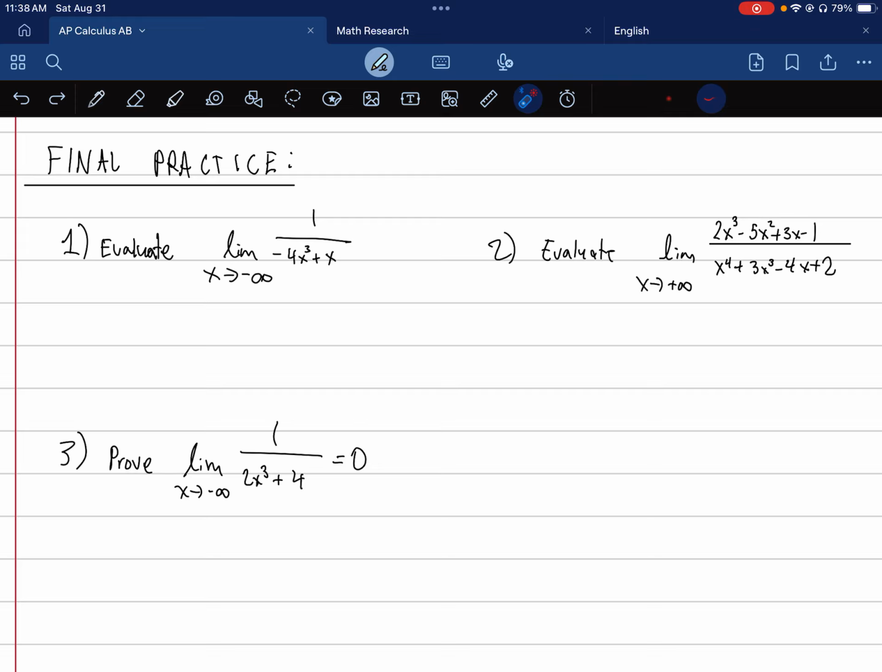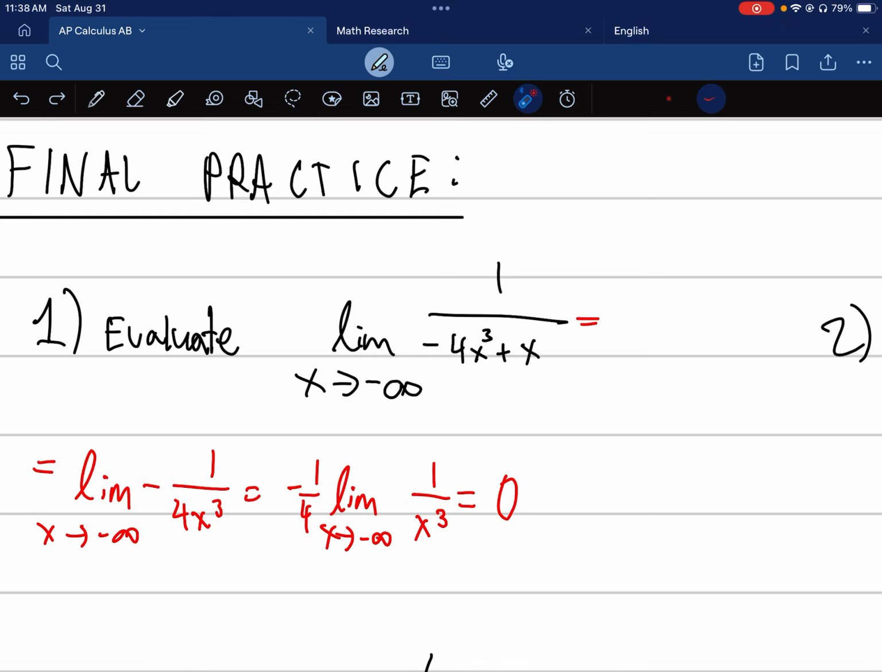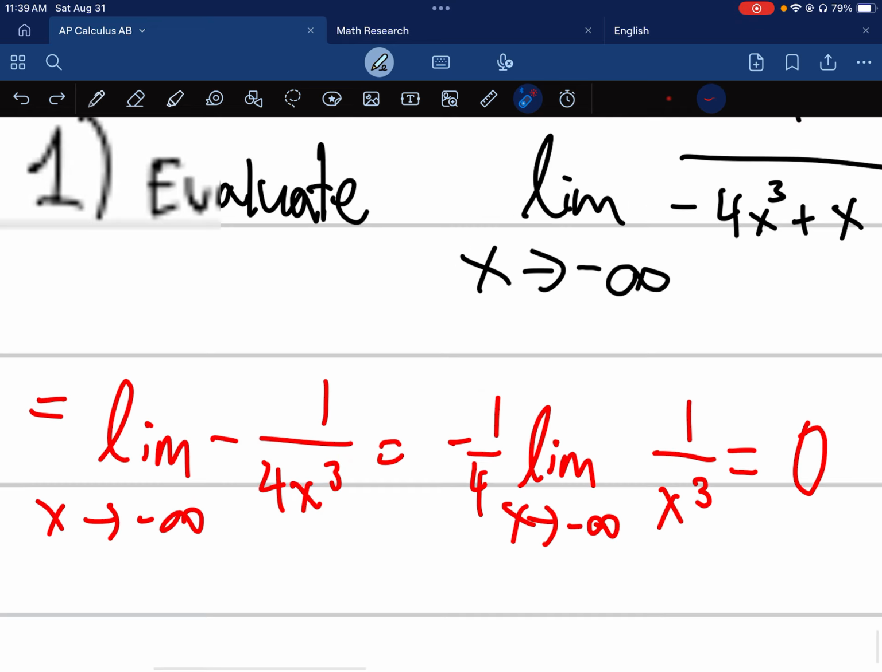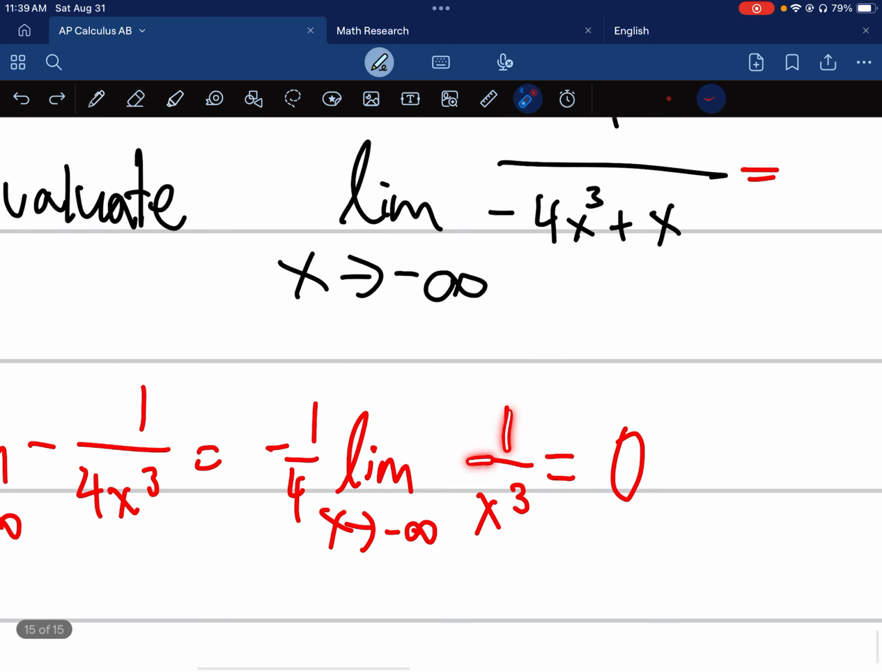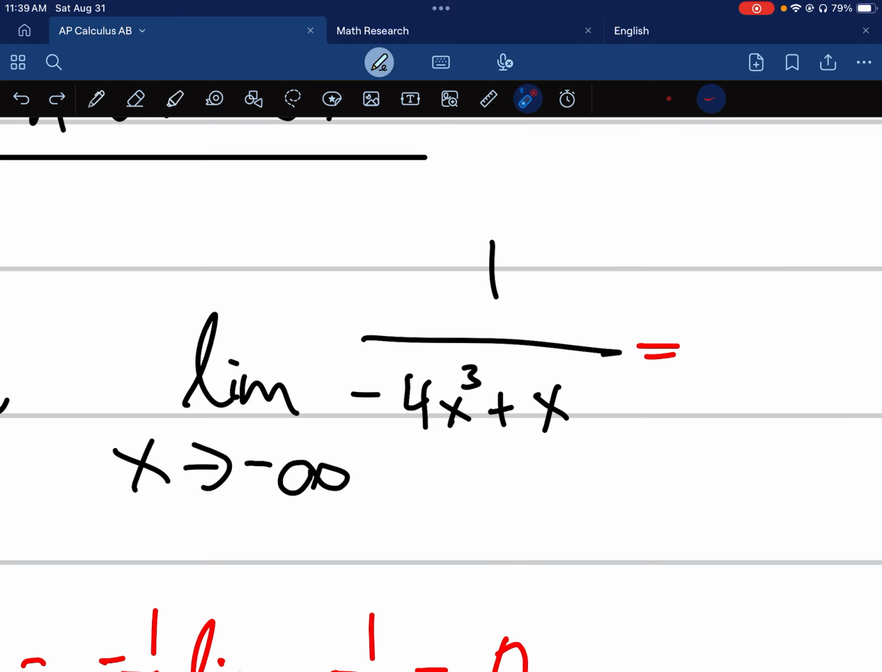Okay, now let's start off here. Evaluate the limit. Now notice we focus only on the leading term, so the limit as x approaches negative infinity of the leading term, we only have the leading term here, we can take out a minus 1/4, but the point is that this is going to be 0. In general, actually, when the degree of the bottom is greater than the degree of the top, it's always going to be 0.